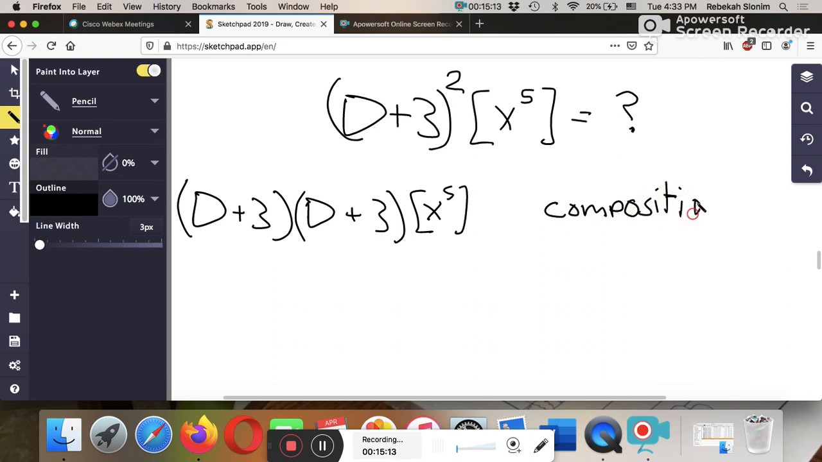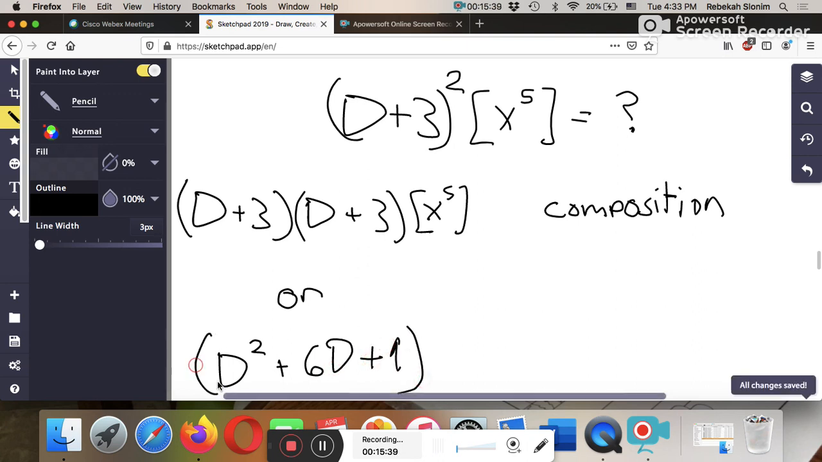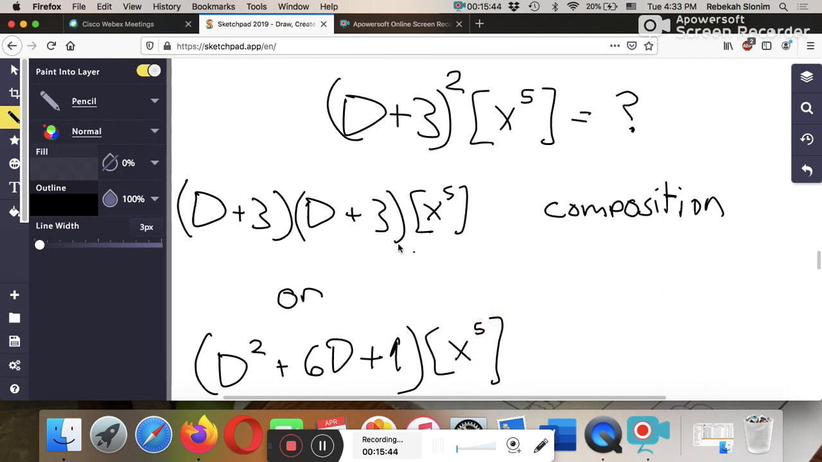Composition of functions, right? Because an operator is a kind of function. It's just a kind of wacky function that takes functions as inputs and outputs more functions. Or does it mean, let's assume that I just kind of blindly expand this thing, foil it out, and hope it works, right? Maybe it means D squared plus 6D plus 9. So that would be a different operator, and maybe I could apply that to the function x to the fifth. So which of these two things is it, or are they the same?